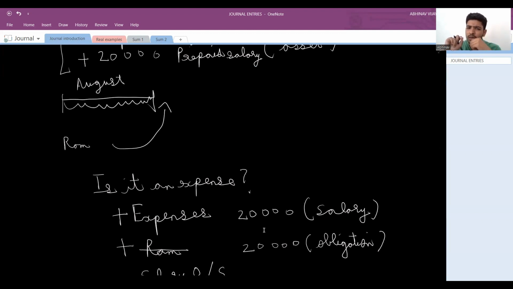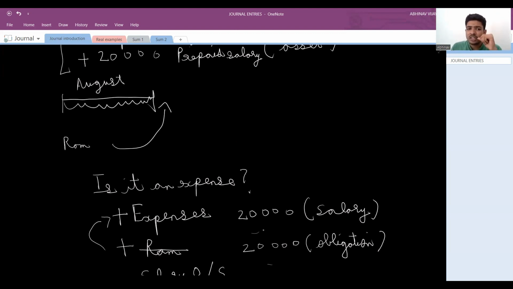Now, what is the reason for the impact? The reason is salary benefit is taken. So salary is already expended. But the thing is, you have not paid the salary. That's it. Now, what is the second condition of double entry system? Both sides should tally. So 20,000 here, 20,000 here. Both sides tally. Both conditions are satisfied.